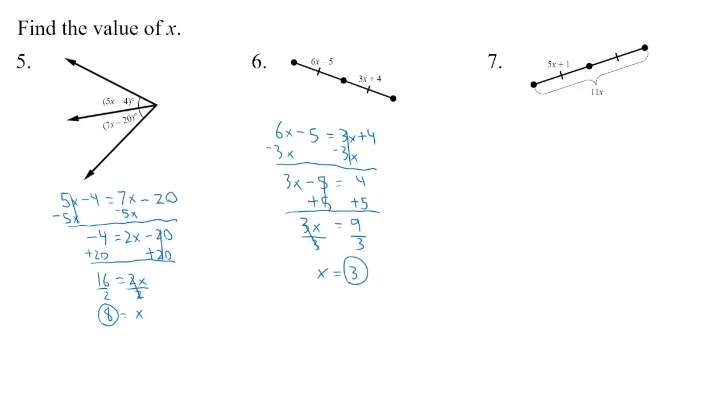Now number 7, all right, so you have the whole line segment is 11x, and one part of the line segment is 5x plus 1. But notice that the two parts each have a hash mark on them, meaning that they're congruent. Therefore, we can apply the midpoint theorem. That means that 11x equals 2 times (5x plus 1).